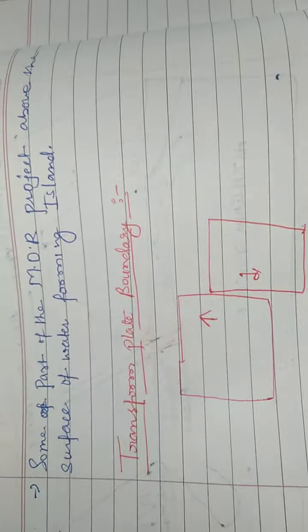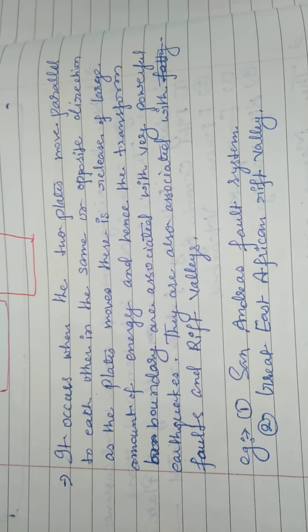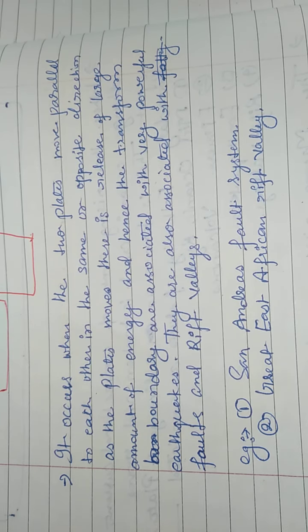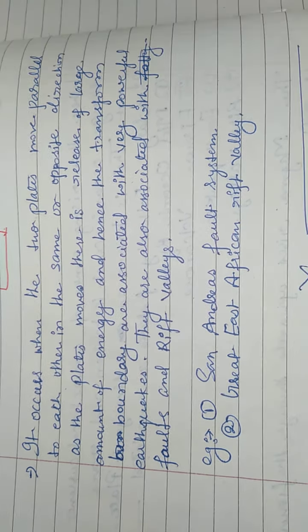Some parts of the MOR project above the surface, forming islands. Transform plate boundary. It occurs when the two plates move parallel to each other in the same or opposite direction. As the plate moves, there is a release of large amount of energy, and hence the transform boundaries are associated with very powerful earthquakes. They are also associated with faults and rift valley, San Andreas Fault System, Great East African Rift Valley.